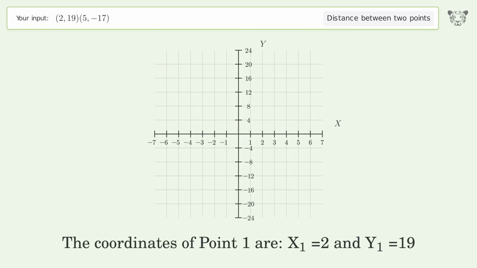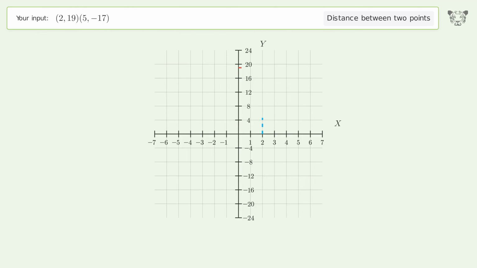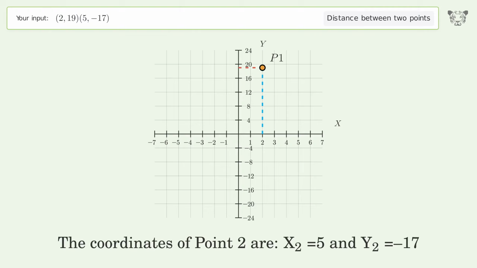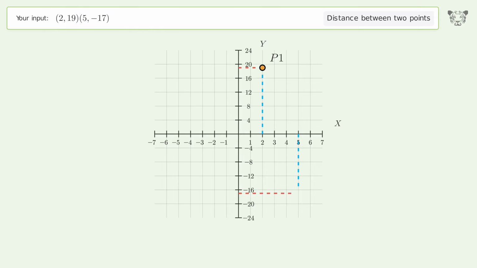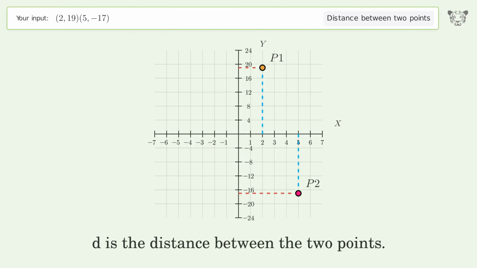The coordinates of point 1 are x1 equals 2 and y1 equals 19. The coordinates of point 2 are x2 equals 5 and y2 equals -17. D is the distance between the 2 points.